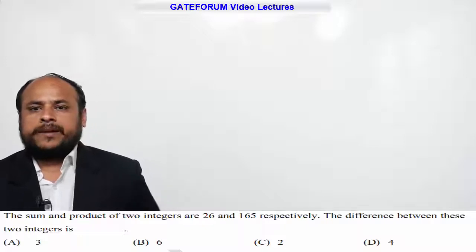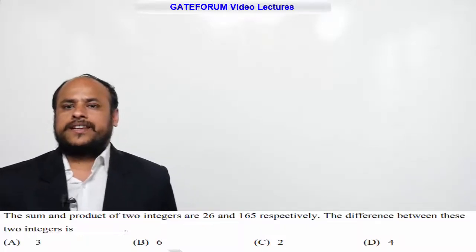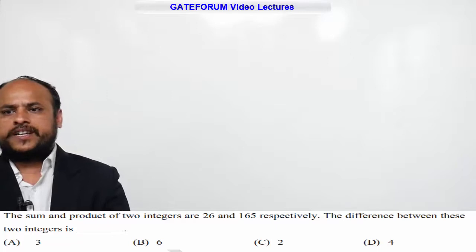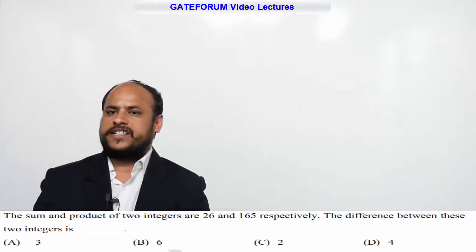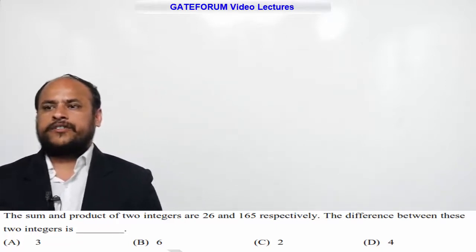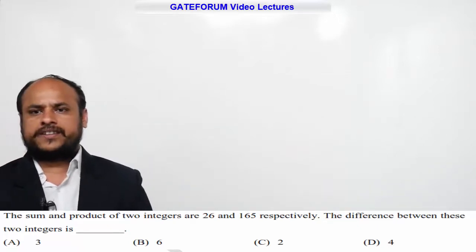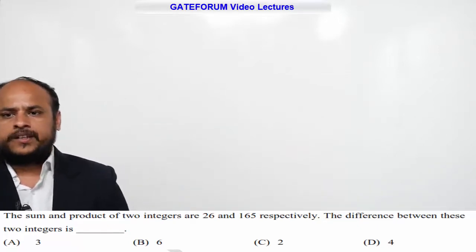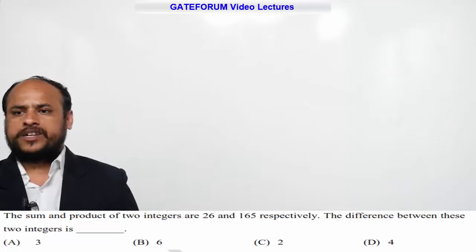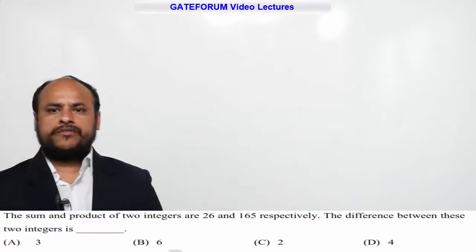This question belongs to ME set 1. The question is: the sum and product of two integers are 26 and 165 respectively. The difference between these two integers is: option A is 3, option B is 6, option C is 2, option D is 4.